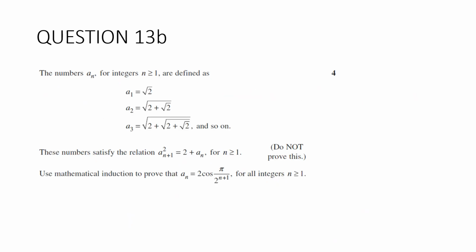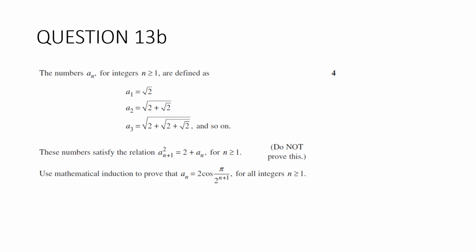Question 13b. The numbers an for integers n greater than or equal to 1 are defined as shown. The numbers satisfy the relation a squared n plus 1 is equal to 2 plus an for n greater than or equal to 1. Use mathematical induction to prove an is equal to 2 cos pi over 2 to the n plus 1 for all integers n greater than or equal to 1.